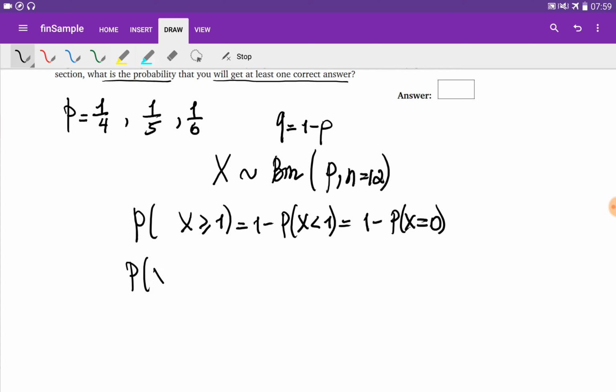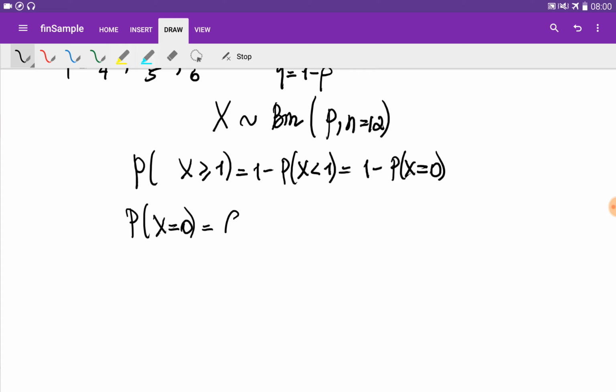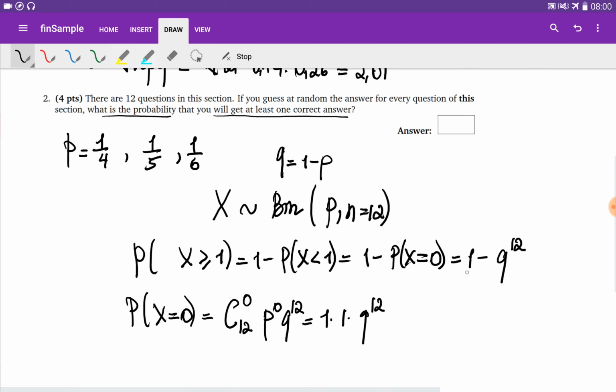So we can evaluate the probability of x equal to 0 using the formula for the binomial distribution, which is going to be given at the end of this exam paper sheet. So C(12,0) p to the power of 0 q to the power of 12. So we need to answer 0 answers correctly and 12 answers incorrectly, which is going to be 1 multiplied by 1 multiplied by q to the power of 12. So we just need to substitute this here. It is going to be 1 minus q to the power of 12. So this is going to be the answer.